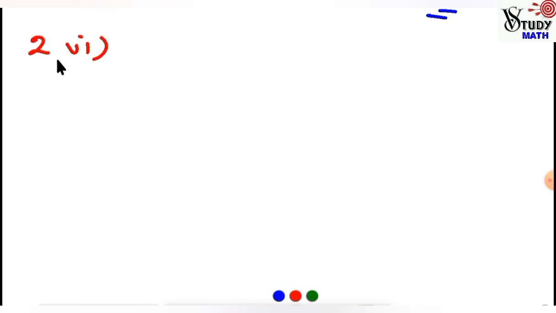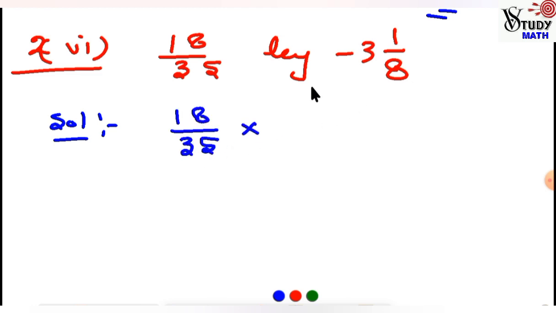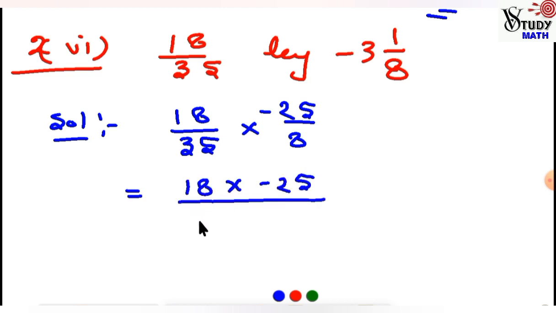Question number 2, problem number 6. In problem number 6 we have 18 upon 35 multiplied by negative 3 and 1 by 8. So how can we solve this problem? 18 upon 35, open the mixed fraction. So 8 3s are 24, and plus 1 is 25, negative 25 upon 8. So 18 multiply negative 25 upon 35 multiply 8.